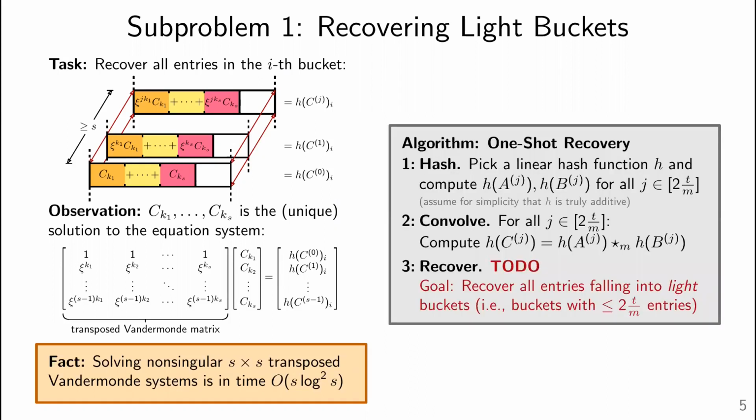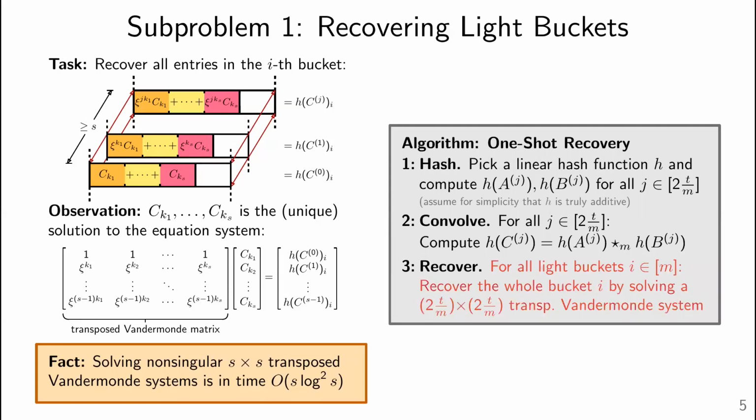This is the same algorithm as before, right? The first and second steps have not changed at all. The third step is unknown so far. We have to fill in this to-do. And we fill in this to-do as follows. For all light buckets, we recover the whole bucket i by solving a transposed Vandermonde system of size 2t by m. Okay, this is almost correct, except that we made a slight mistake, which is, well, we can solve these systems fast, but just to write down the system, just to pose the question, we have to know the indices k1 through ks.